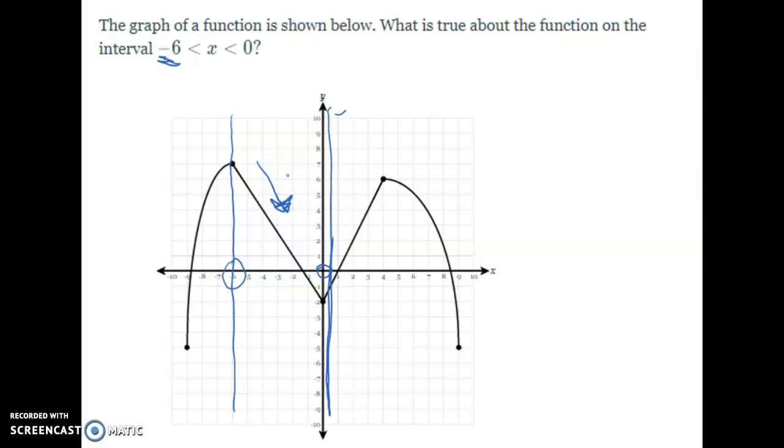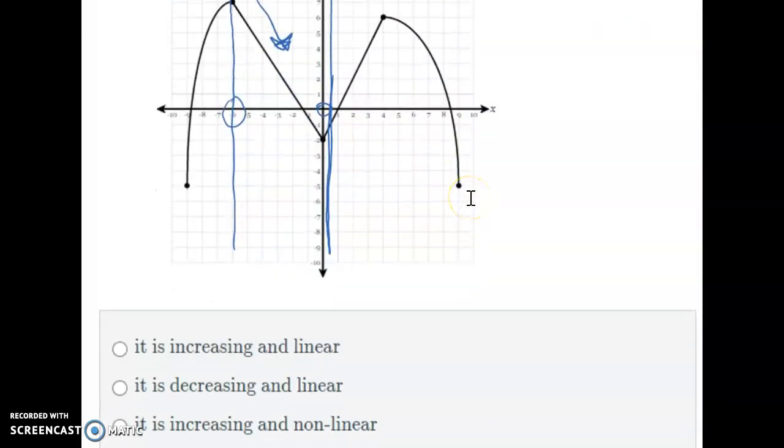So what word is used to describe a function that is going down? That's right, decreasing. And then we identify, is it linear or nonlinear? It is straight, so it's linear. So the words that we would be looking for to describe that are down, which is decreasing, and straight, which is linear. So this is a decreasing and linear function between the points -6 and 0. Okay. We're just specifically looking at the 2 points between -6 and 0. So looking at that section of the function.